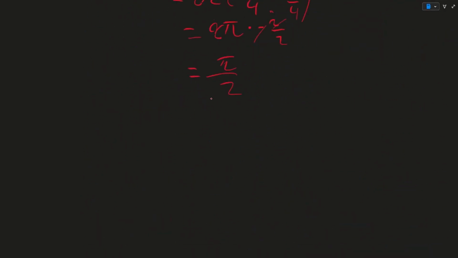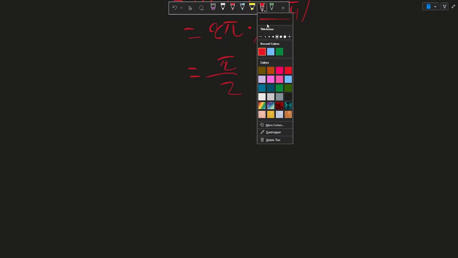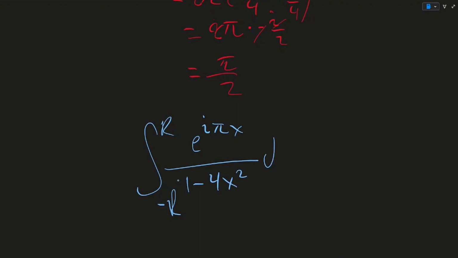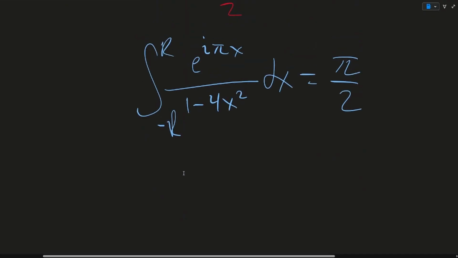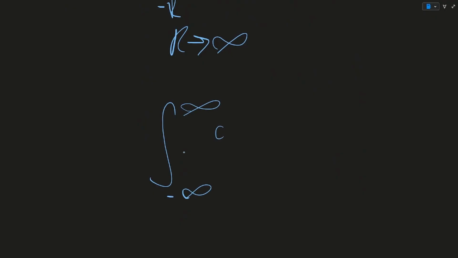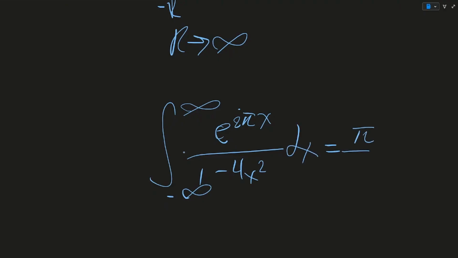And that is equal to our integral along the real line, which would be the integral from negative r to r of e to the i pi times x over 1 minus 4x squared with respect to x is equal to pi over 2. But we need to let r approach infinity so that we get the bounds that align with our original integral. So we have negative infinity to positive infinity of e to the i pi times x over 1 minus 4x squared with respect to x is equal to pi over 2.